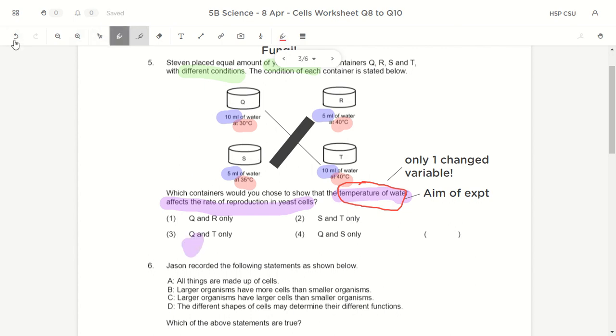I have a Q. I have a T. Do I have an S and R? No, I only have an S and T, or a Q and S. So that's wrong. So the answer must be 3.